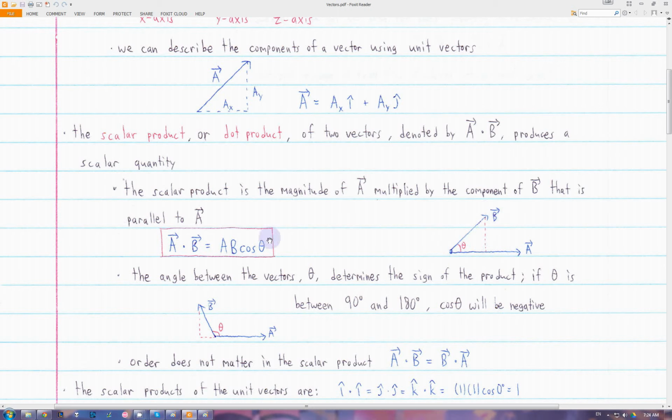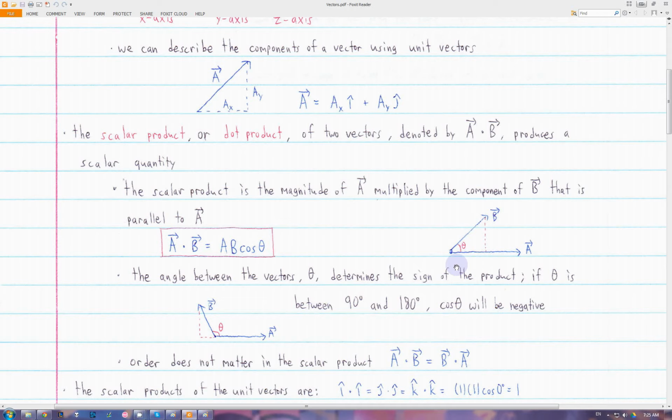And so we can write the scalar product as AB, the magnitudes of A and B, multiplied by cosine of theta, where theta is the angle in between the two vectors. And so the scalar product can be a positive or negative scalar quantity. And what determines whether it's positive or negative is this angle theta.